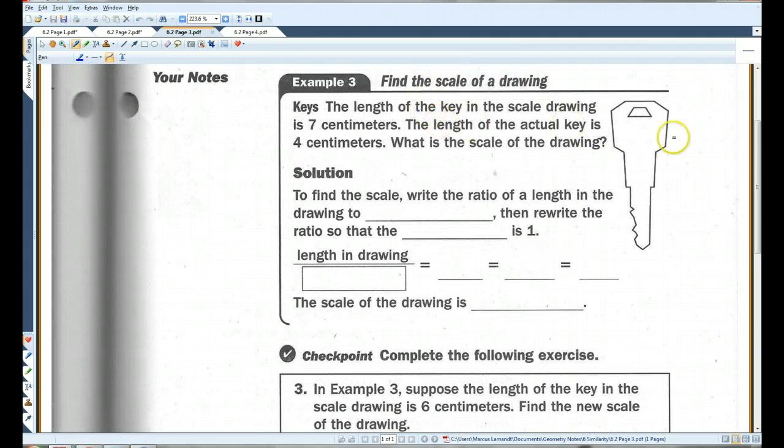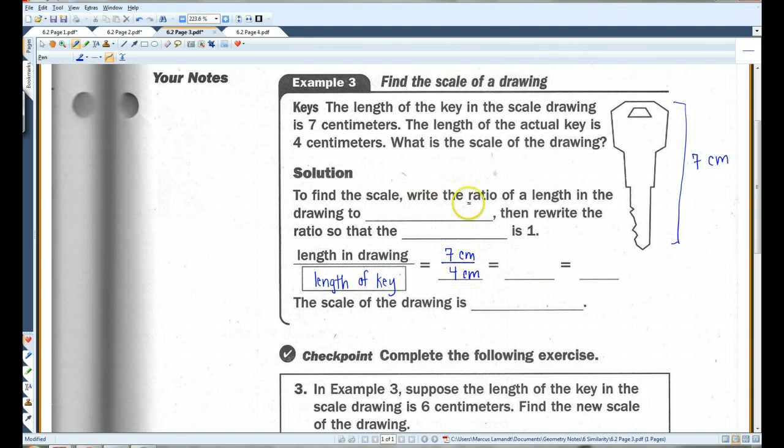The length of the key in the scale drawing is 7 centimeters. Okay, so I'm going to label that. 7 centimeters. The length of the actual key is 4 centimeters. What is the scale of the drawing? Okay, so if this whole thing is 7, the length of the key is 4, we're going to have a ratio of 7 centimeters to 4 centimeters.